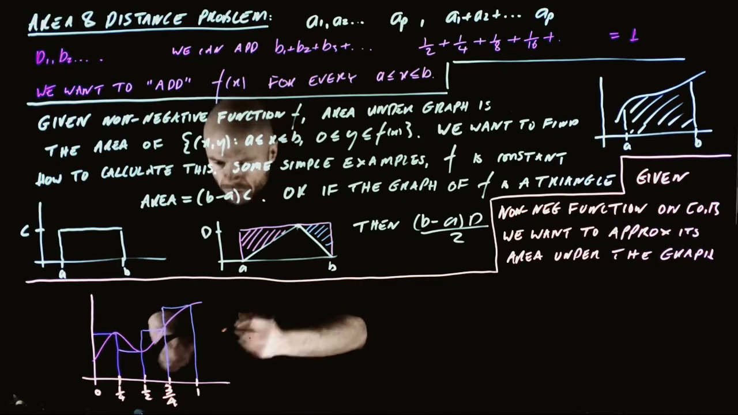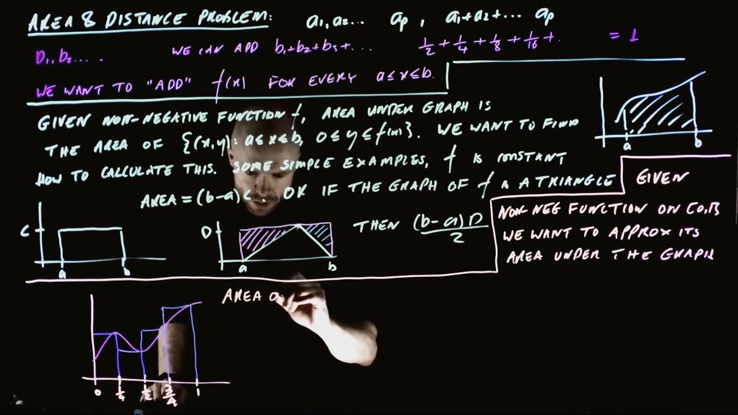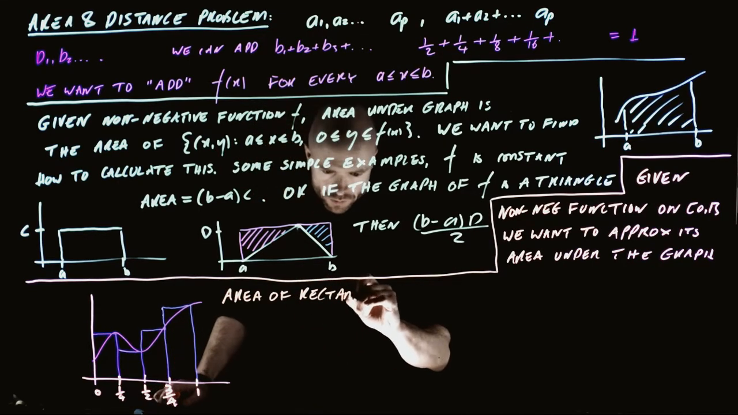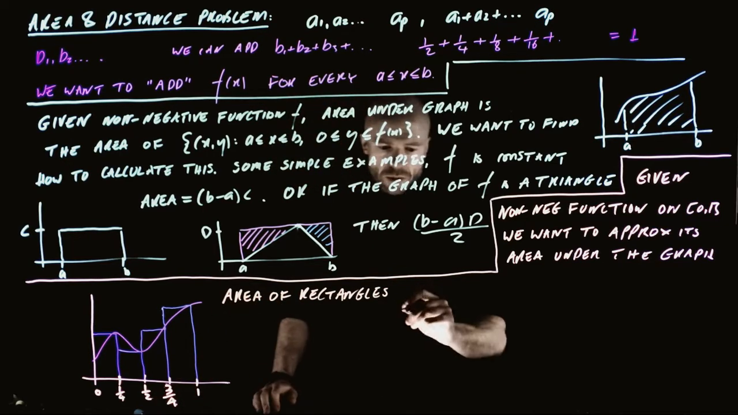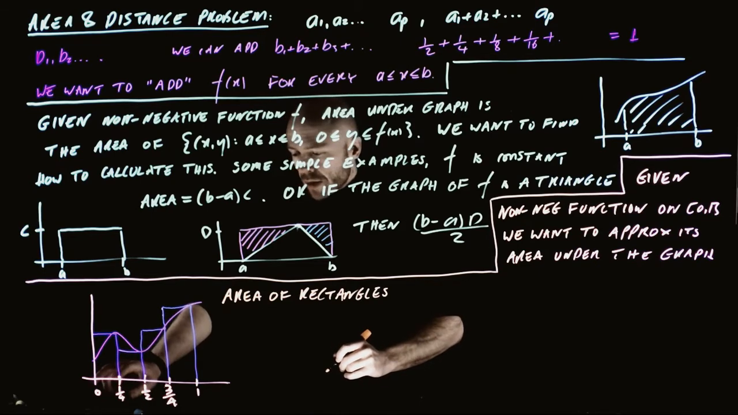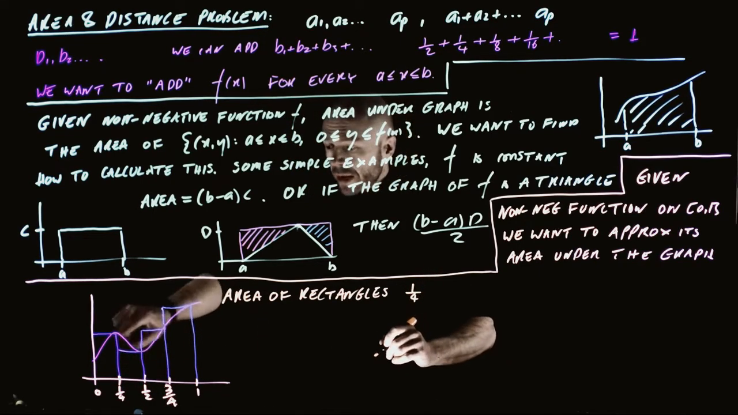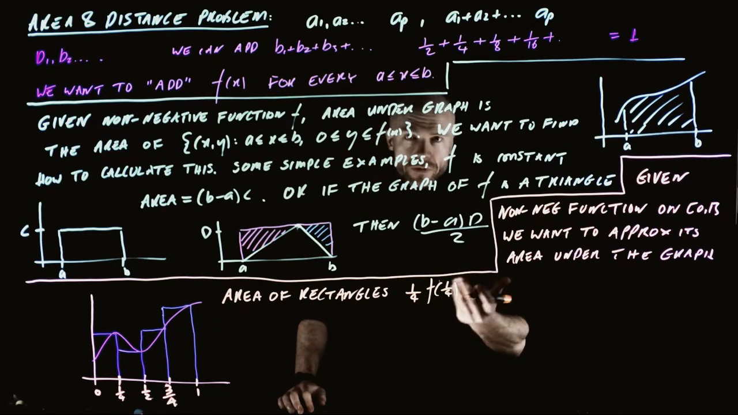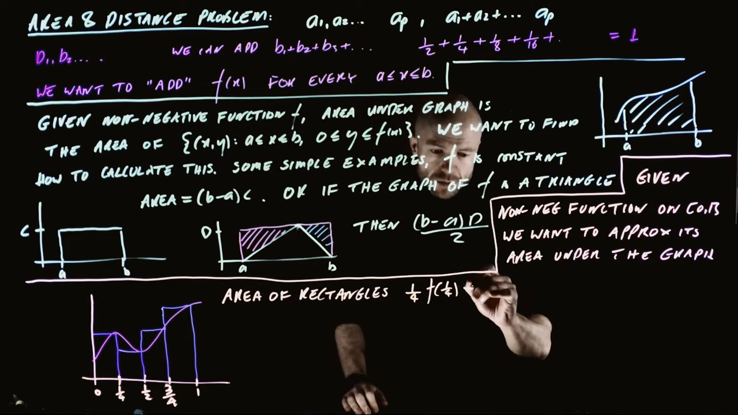So the area of the blue rectangles is going to be what? The base of each of these rectangles is a quarter, so it's going to be 1 over 4. And then the height will be f of 1 over 4. We're given the function f. We can certainly plug in 1 over 4 inside it, and we know what this value is. So that's the first rectangle.